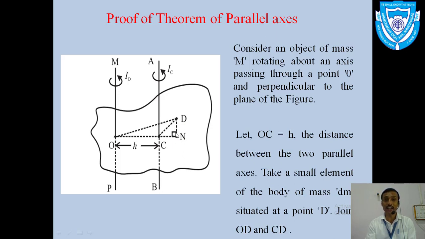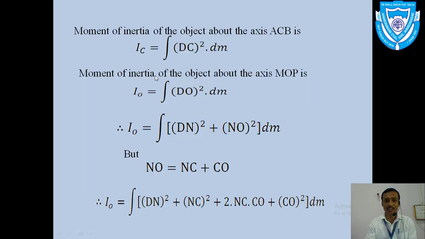बघा इथे राईट अँगल ट्रायंगल दोन तयार झालेले आहेत. फर्स्ट वन OND and another one CND. पायथागोरस थिअरम तुम्हाला 10th मध्ये 9th मध्ये पण होता, तोच आपण वापरणार आहोत आणि या थिअरम ऑफ पॅरलल ॲक्सेसचं प्रूफ बघणार आहोत. पण यासाठी तुम्हाला डायग्राम थोडीशी रिमेंबर करावी लागेल. Then moment of inertia of the object about the axis ACB. बघा.